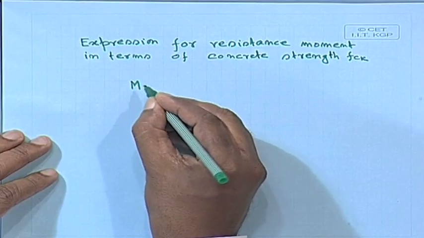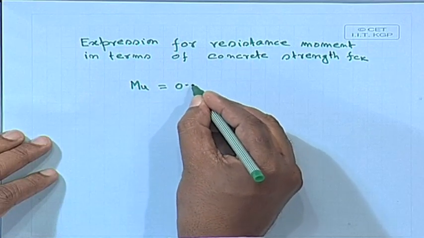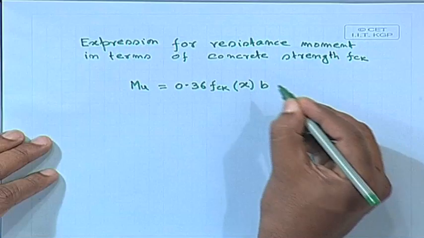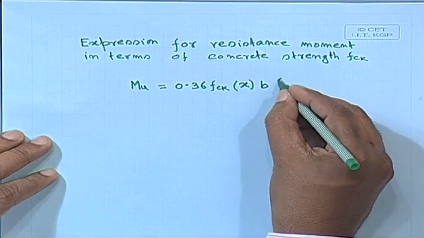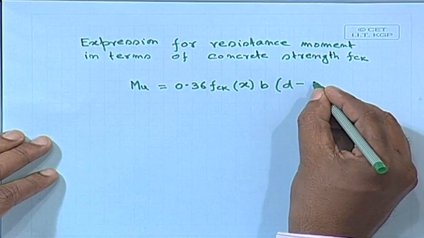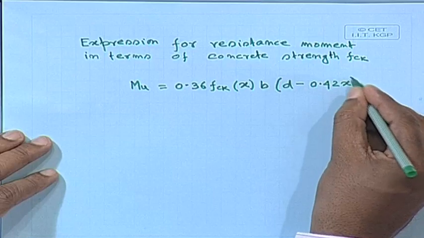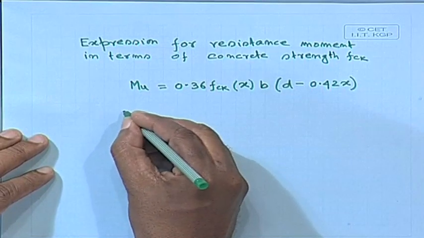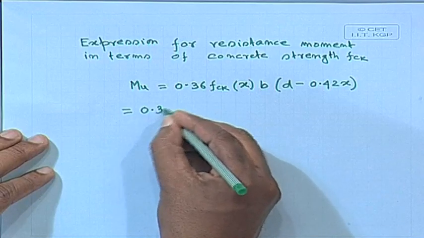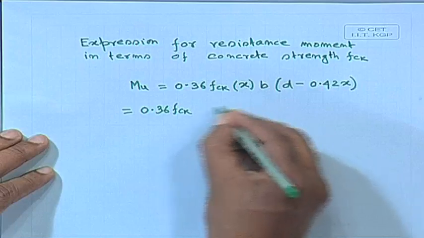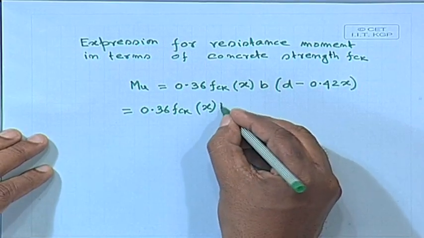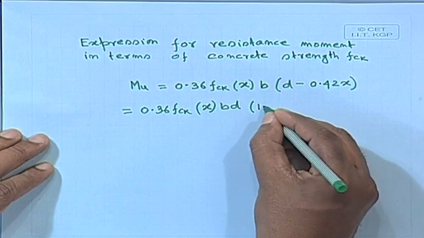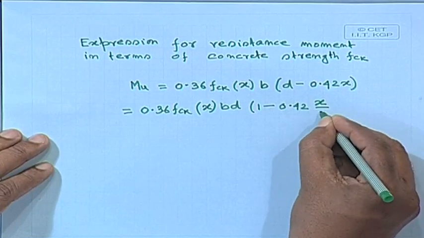Mu equal to 0.36 fck times x times b. This is the compressive force multiplied by d minus, let us put it 0.42 x. We can put it 0.41 x, you can also find 0.4 x in different books, but we shall take, let us say here, 0.42 x. So 0.36 fck times x multiplied by bd times 1 minus 0.42 x by d.